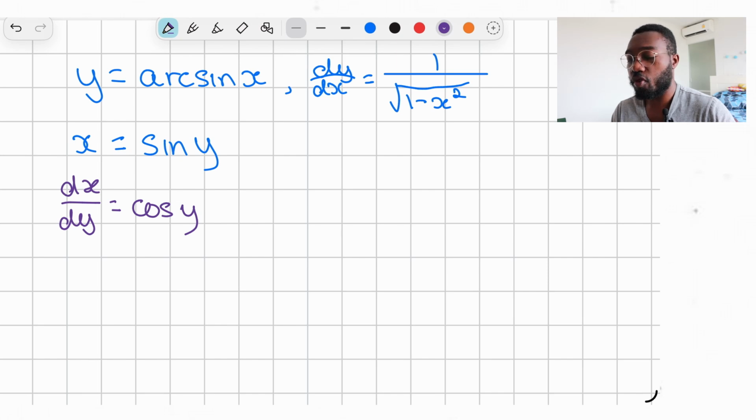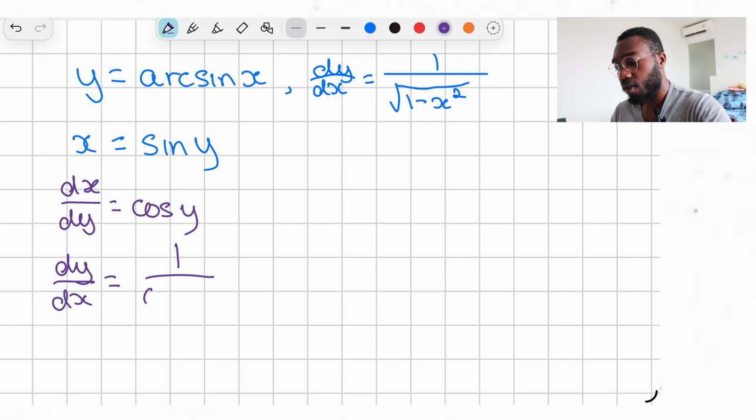So what can we do to dx over dy? Well, one thing we can do is just flip it. We can change that to dy over dx. And if you change that, you're now left with 1 over cosine y. So now this is dy over dx. This is what we want. We want dy over dx.